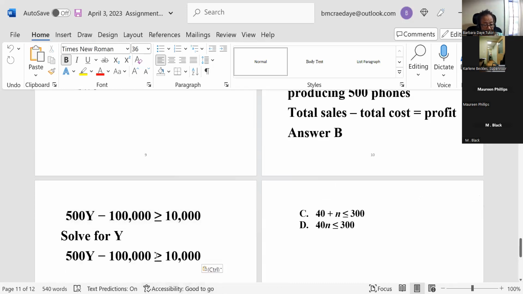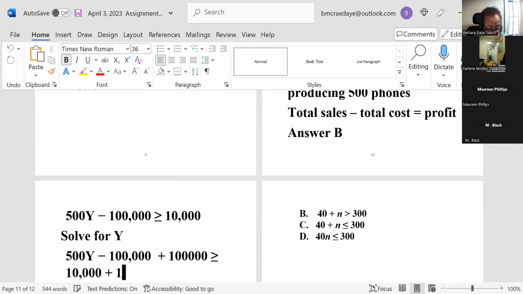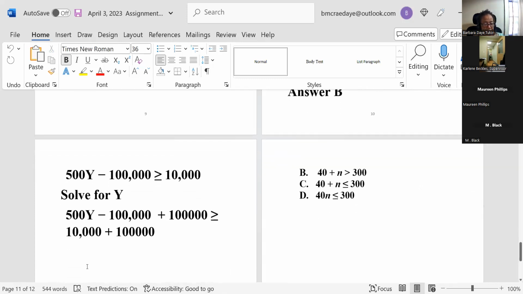So the first thing you're going to do is add 100,000 to both sides. So that would be, let's see, plus 100,000, and on the right side, plus 100,000. So what you're left with is 500y is equal to 110,000.